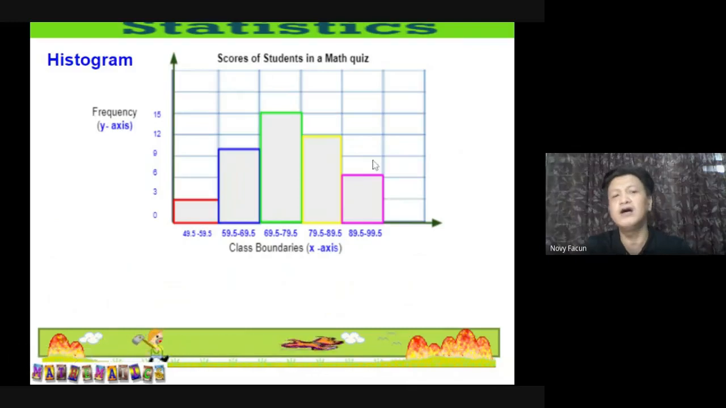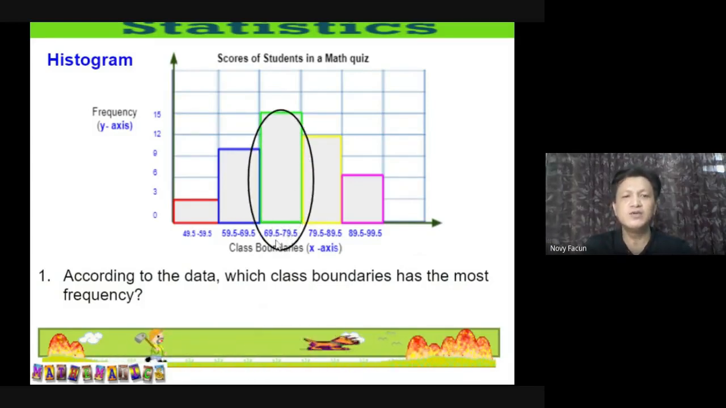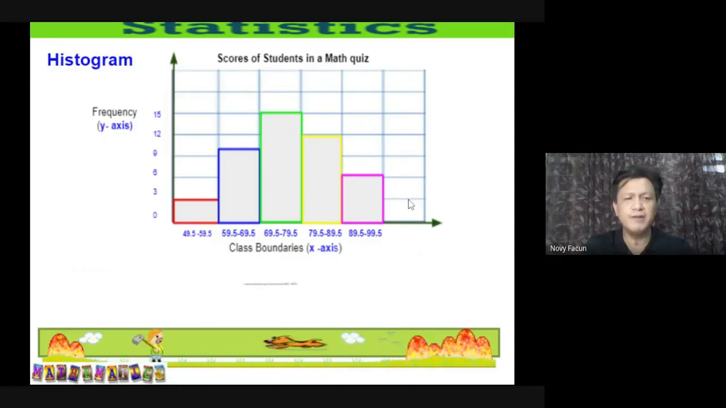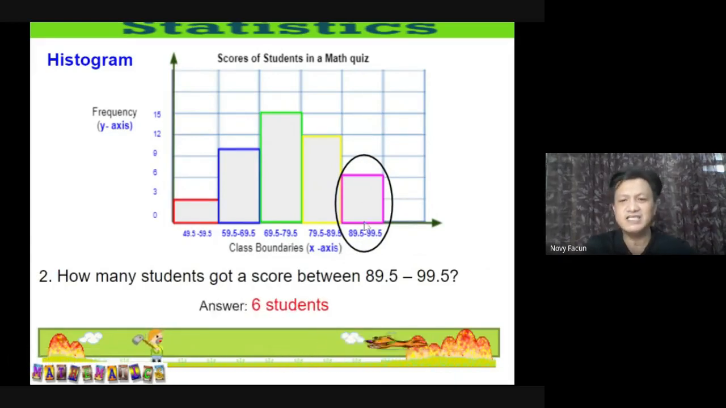Okay, with that, we can now answer the given question, no? According to the data, which class boundaries has the most frequency? Diba, kitang-kita mo na siya kasi yung pinakamataas na bar mo. So, 69.5 to 79.5. So, that is the highest. And then, for number 2, how many students got a score between 89.5 to 99.5? Diba, ito yung ating boundaries or yun yung interval natin. Itapat mo doon, ilan bang estudyante yan? Diba, meron tayong 6. Okay, kaya the answer is 6 students.